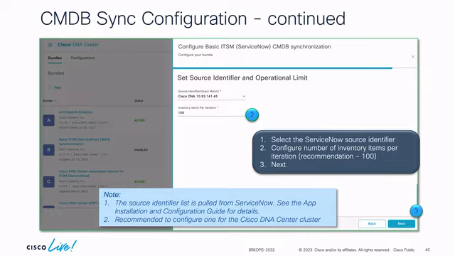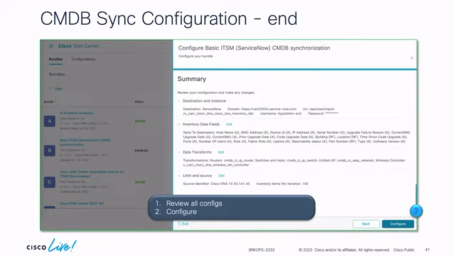The best practice is to maintain the default of 100. And you have a summary. You can see here, for example, the inventory data fields, everything that we send to ServiceNow, and you are going to see it also in the next few screenshots. It is a long process.